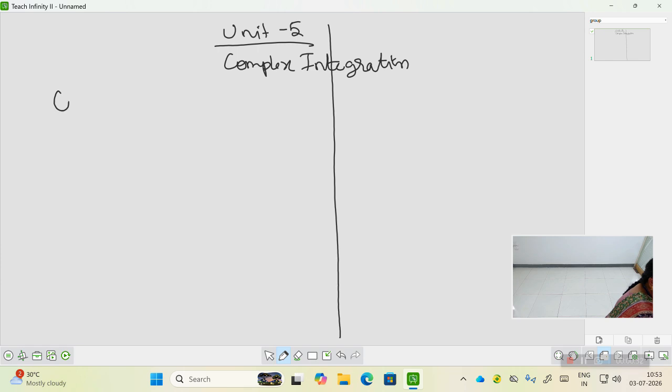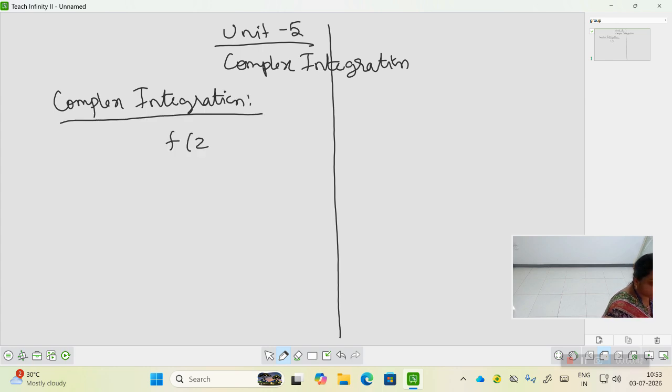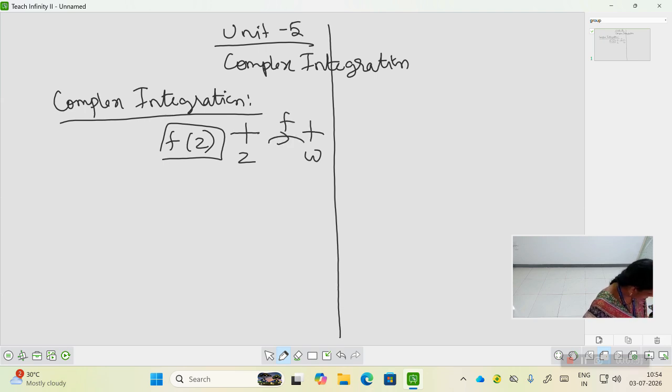What do you mean by complex integration? Whenever we integrate a complex function f of z, that integration process is complex integration. I told you in the previous chapter about f of z, the mapping between the z plane and the w plane. Remember, whenever we come to integration, the z plane is here, the w plane is here, and the mapping is here.